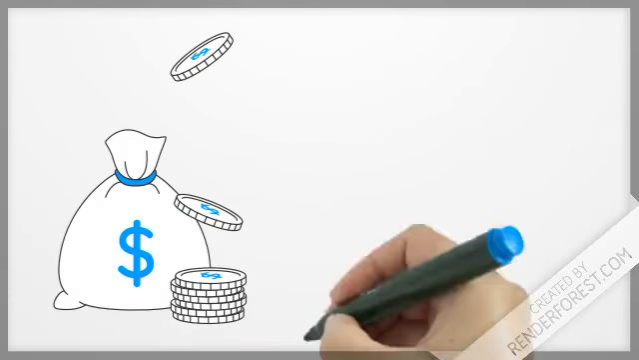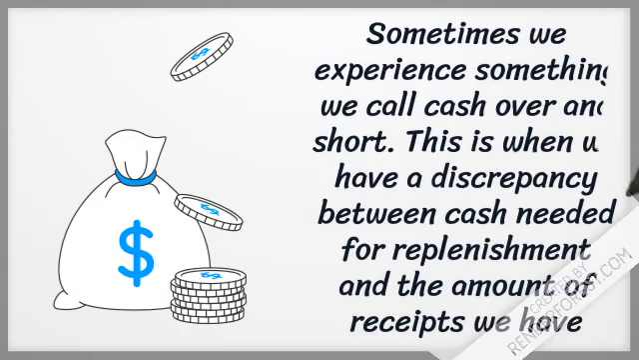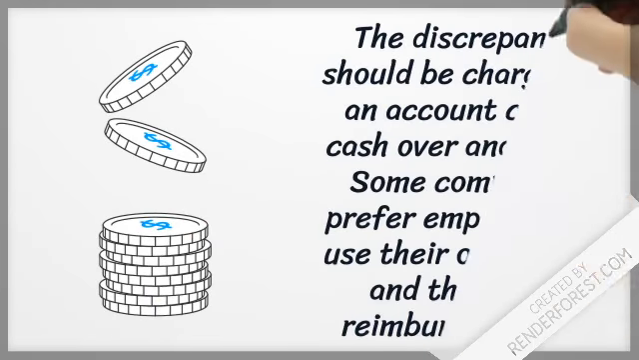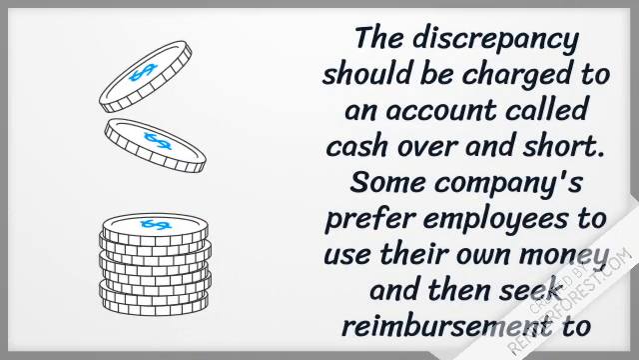Sometimes we experience something called cash over and short. This is when we have a discrepancy between cash needed for replenishment and the amount of receipts that we have. The discrepancy should be charged to an account called cash over and short. Sometimes companies prefer employees to use their own money and then seek reimbursement.